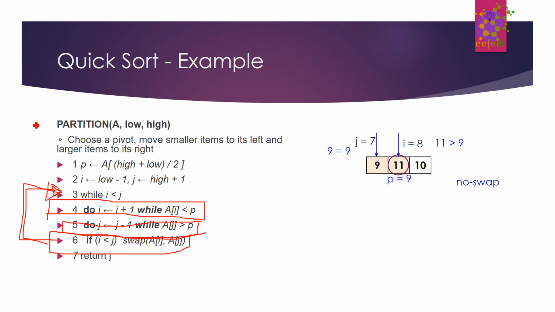In step 3, i will be compared with j. Now notice i and j have crossed, so i is no longer less than j, which means we break out of the outer while loop, and finally the return j statement is executed, which means we return j equals 7. Alright, we have finished the two partition calls now.